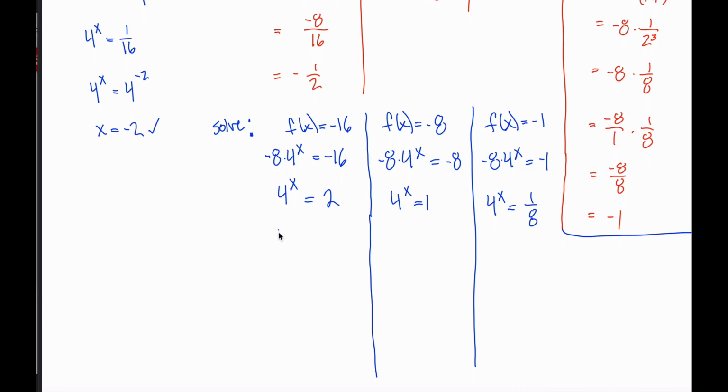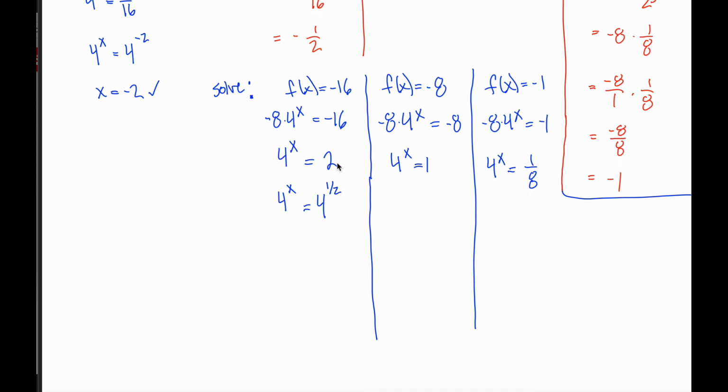Over here, you have to ask yourself the question, 4 raised up to what power would be equal to 2? Well, let's see, 2 is the square root of 4, so 4 to the 1/2 power would be equal to 2. So I can rewrite this 2 as 4 to the 1/2 power. The advantage to rewriting this 2 as 4 to the 1/2 power is now I have the same base. And if the bases are the same and the values are the same, then the exponents have to be the same. X must be equal to 1/2.